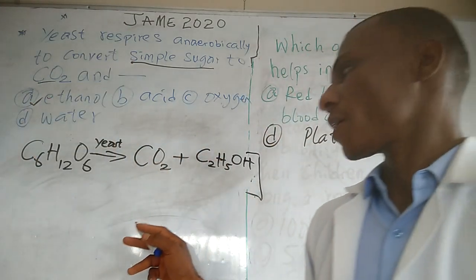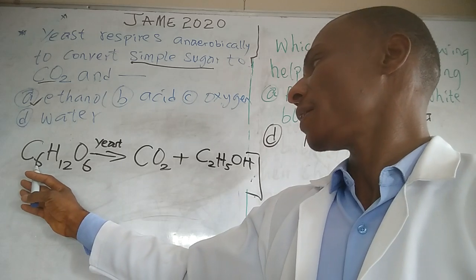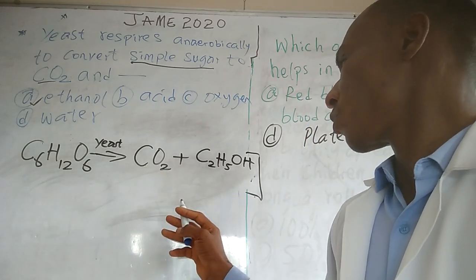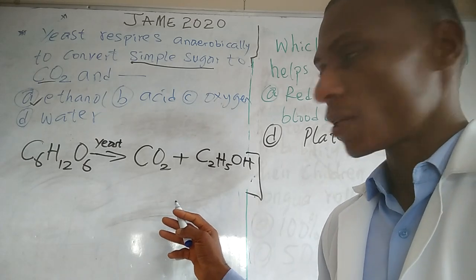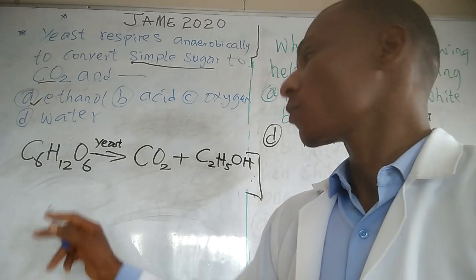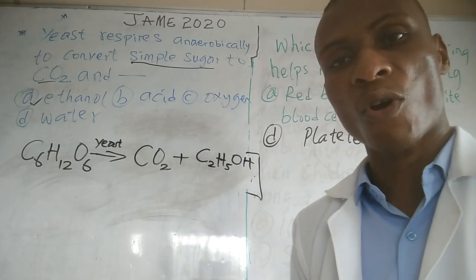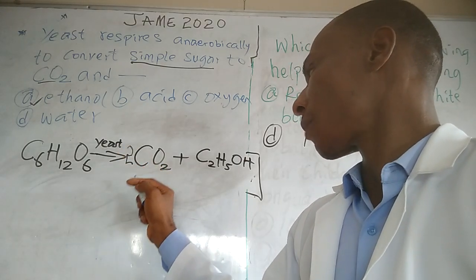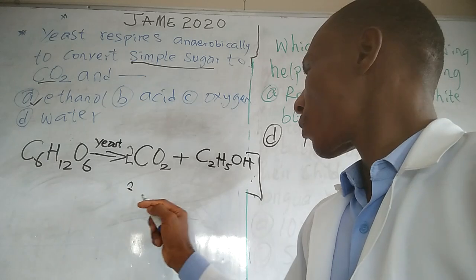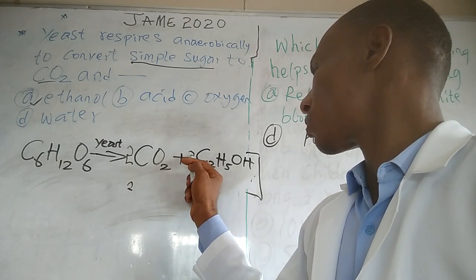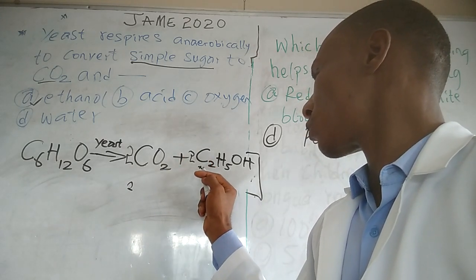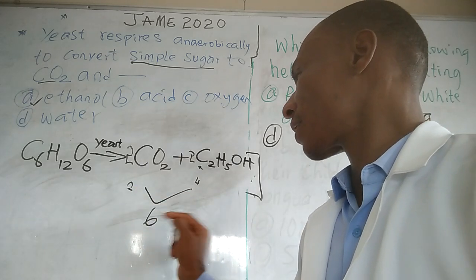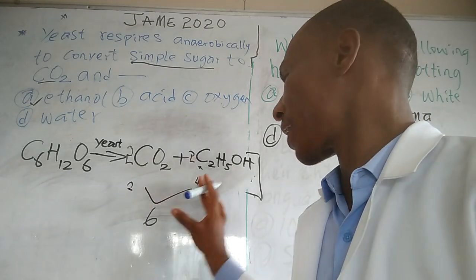Now to balance this equation, you see carbon here is 6, carbon here is 1 and 2. So we have 2 molecules of carbon here. The equation is not balanced. To balance it, we add a coefficient. And we add 2 to this carbon dioxide, making carbon here 2. We also come here, carbon is 2, we add 2, making this 2 times 2, making it 4. Carbon is now 6. 6 at the product, 6 at the reactant.